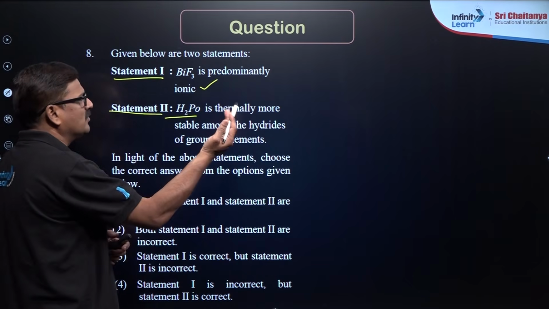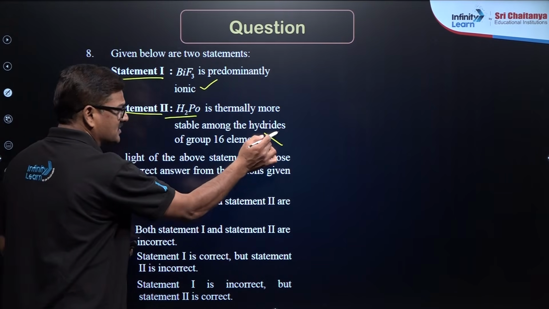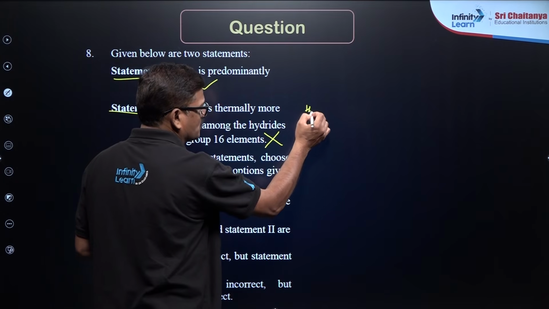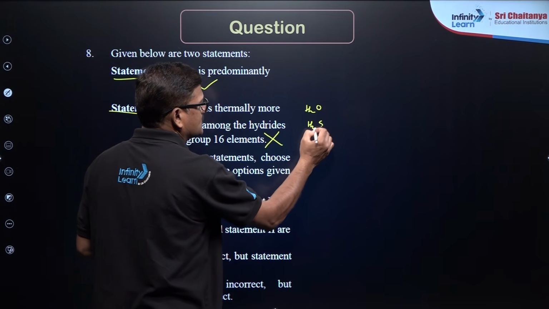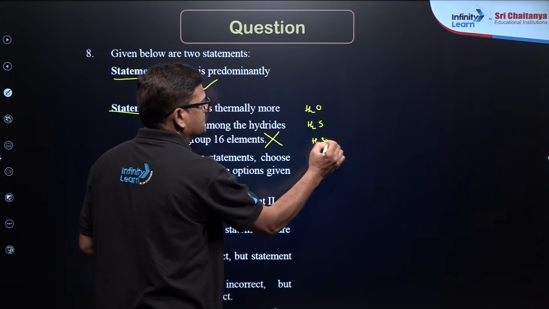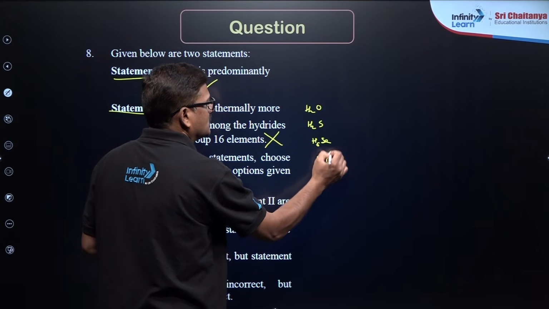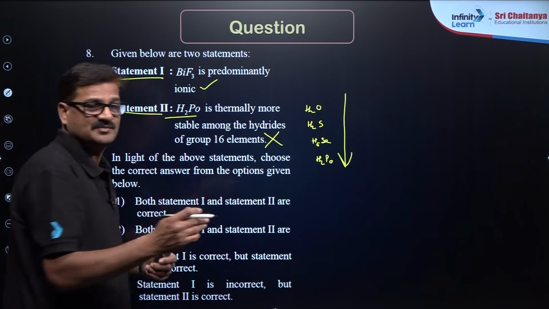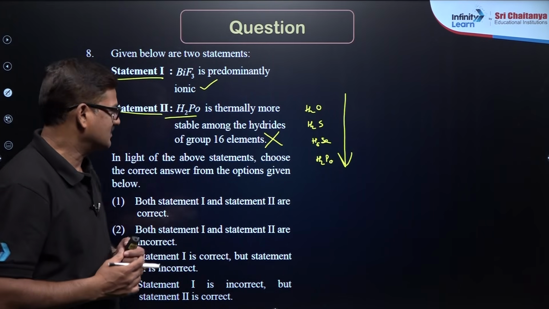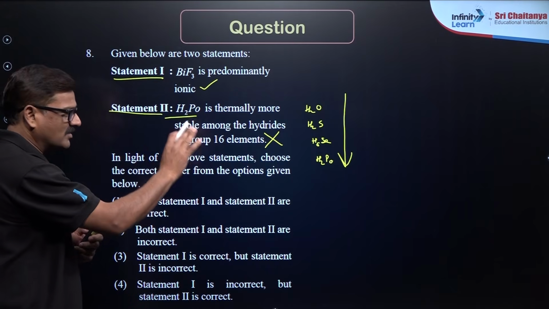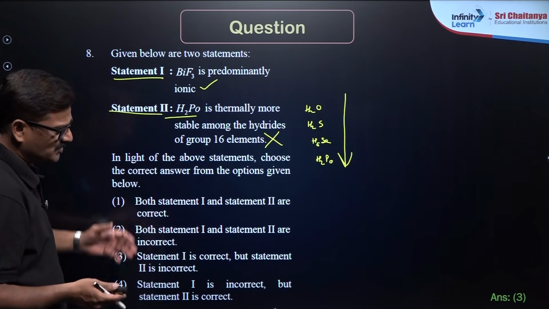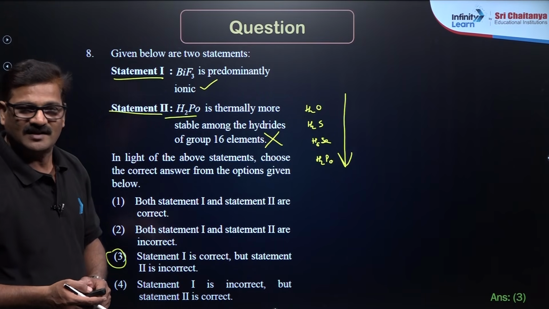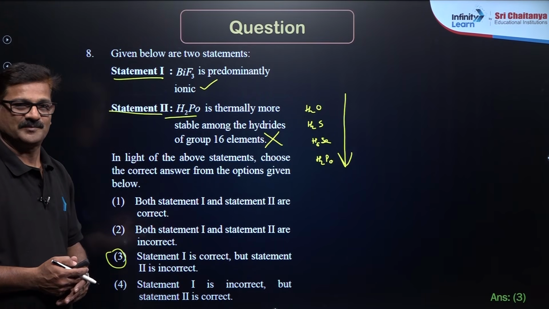H2Po is the thermally most stable hydride among the group 16 elements. Down the group, H2O, H2S, H2Se, H2Po, the thermal stability is going to decrease because bond energy is going to decrease. Therefore, this statement is wrong. So for this question, statement 1 is correct, statement 2 is incorrect.